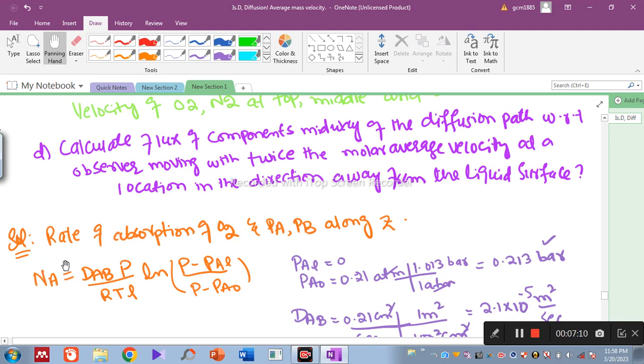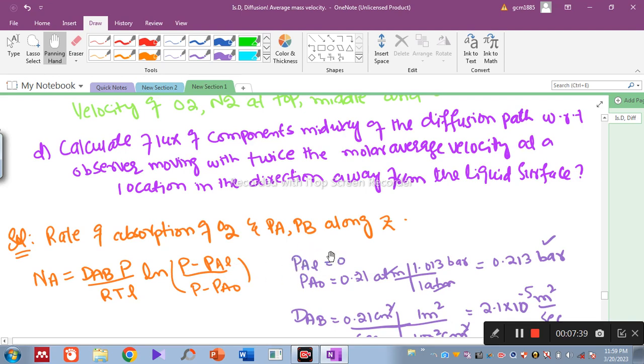So we know that the flux of oxygen in the nitrogen will be this one: the diffusivity of oxygen in nitrogen, the total pressure, which is 1 atm, and this is the universal gas constant. This is 25 degrees centigrade, and this is a 5 centimeter long path. This is 1 atmosphere, and this is PL. This PL is 0 atm because the oxygen is quickly absorbed in the alkaline pyrogallate solution. So PL is 0.